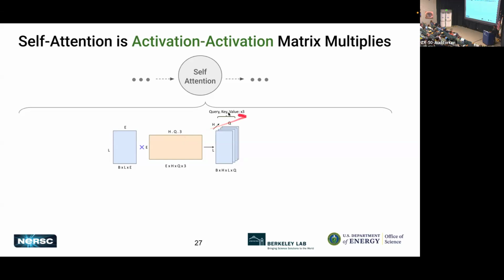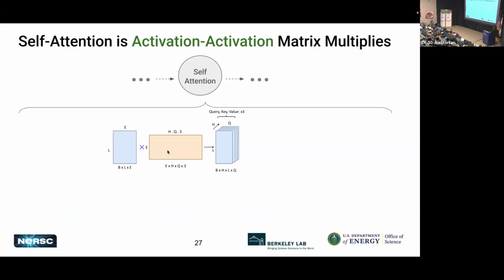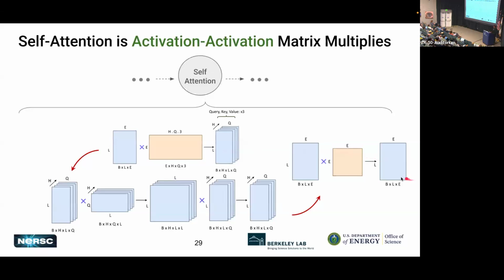And once you project to queries, keys, and values, and the reason we have 3 here is because there's 3 tensors, and usually that projection is done in one shot using a single matrix. You can do the attention operation, which is just computing cosine similarities, and then project back to your embedding space again, and the result is once again a batch times sequence length times embedding dimension tensor.